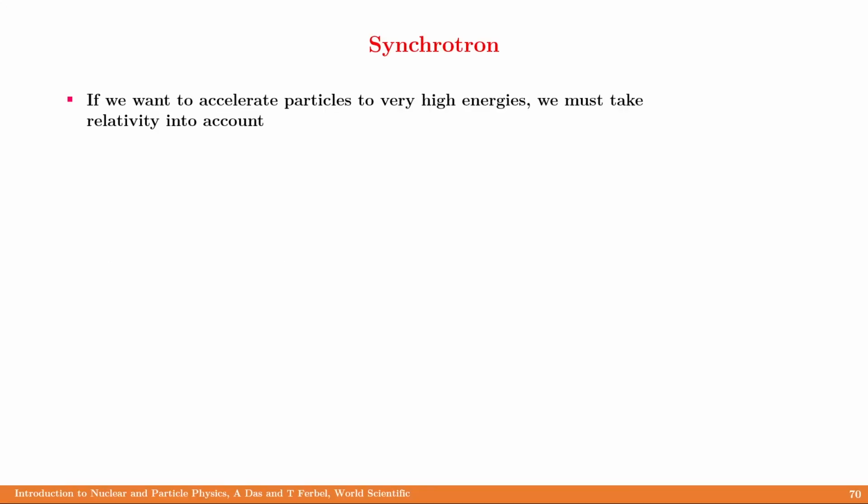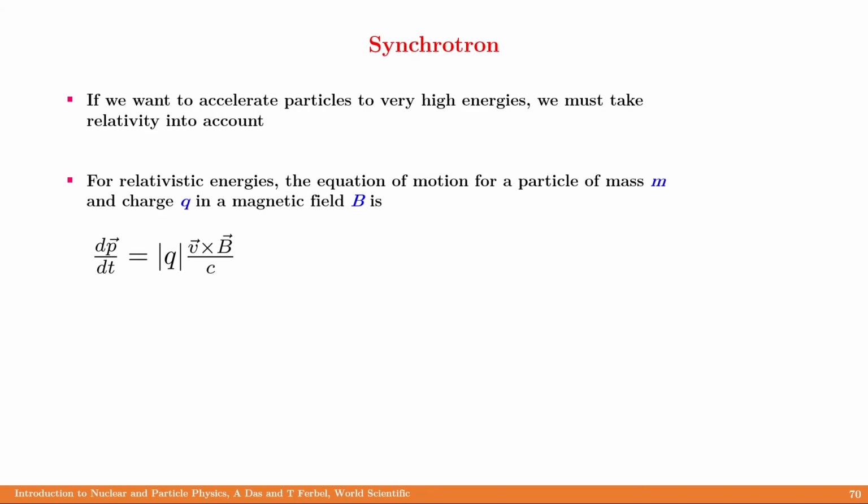The synchrotron. If we want to accelerate particles to very high energies, we must take relativity into account. For relativistic energies, the equation of motion for a particle of mass m and charge q in a magnetic field B is dp over dt equal to modulus q times v cross B over c.